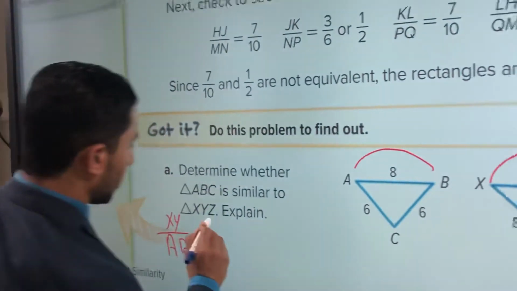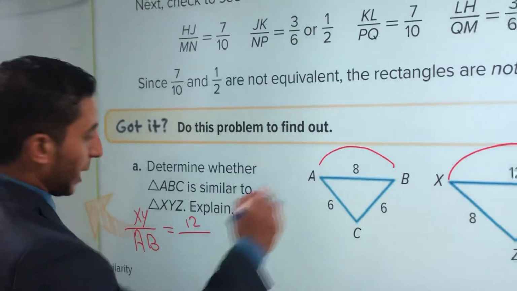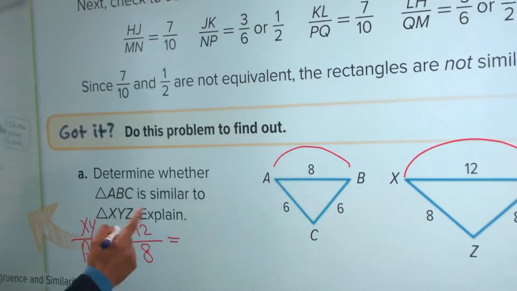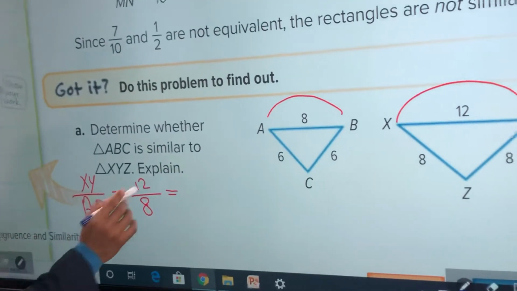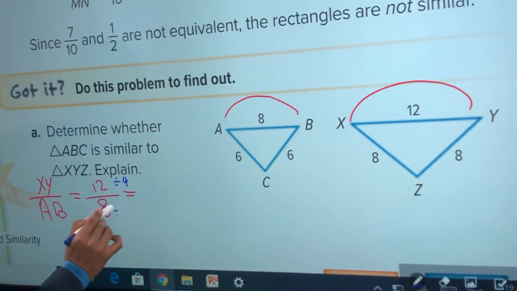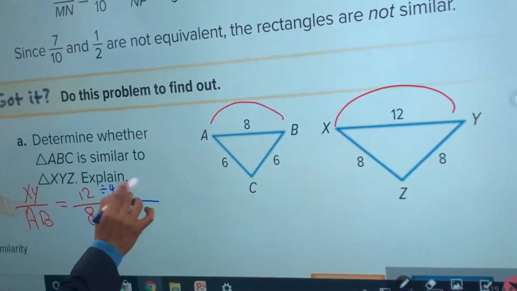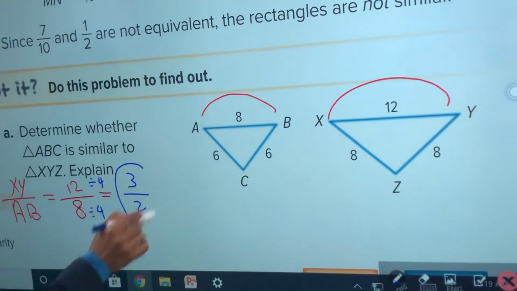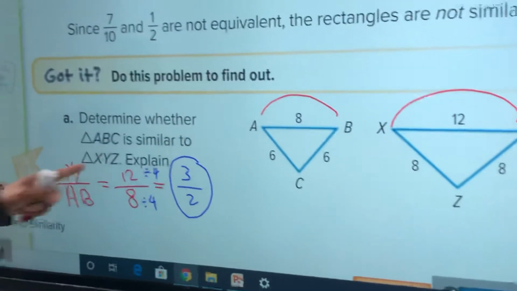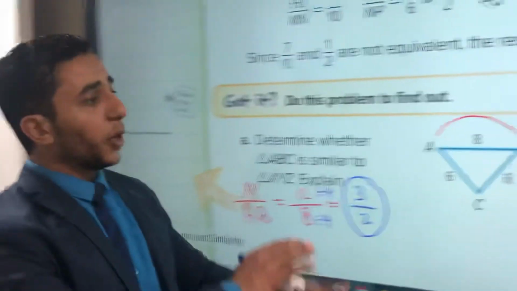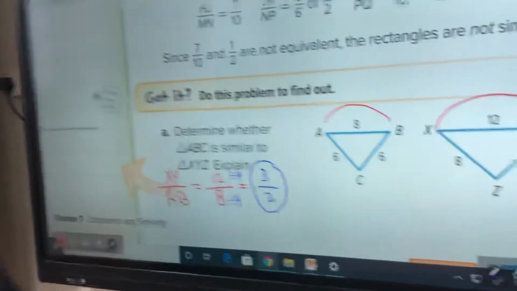So XY over AB equals 12 over 8. To get the simplest form, divide up and down by 4, which gives 3 and 2. So the first ratio is 3 out of 2. It should be that all ratios are the same, 3 out of 2.